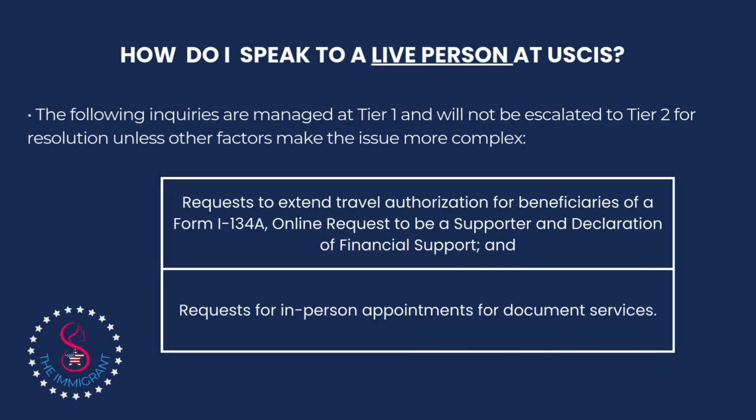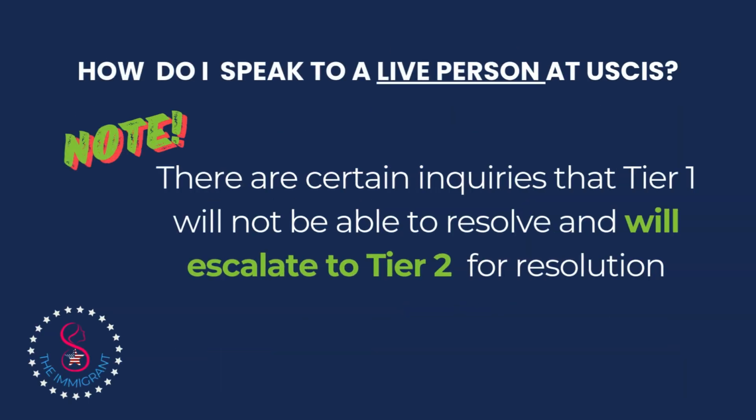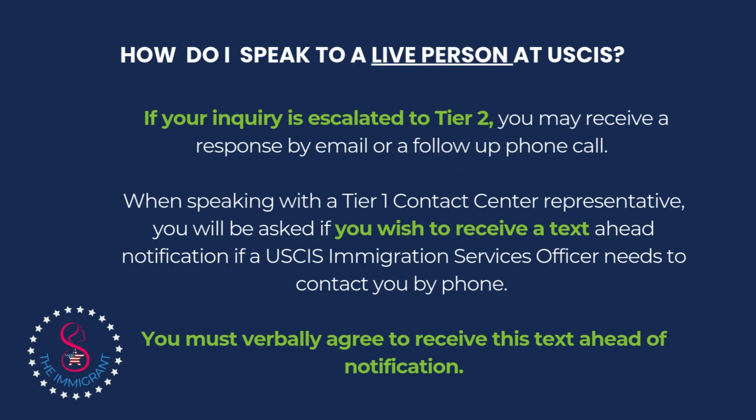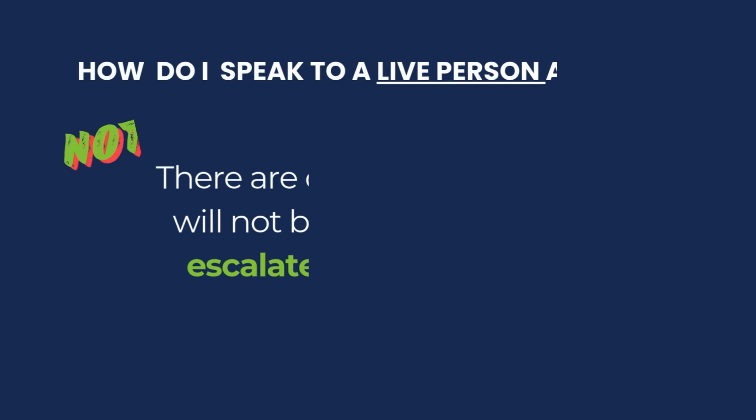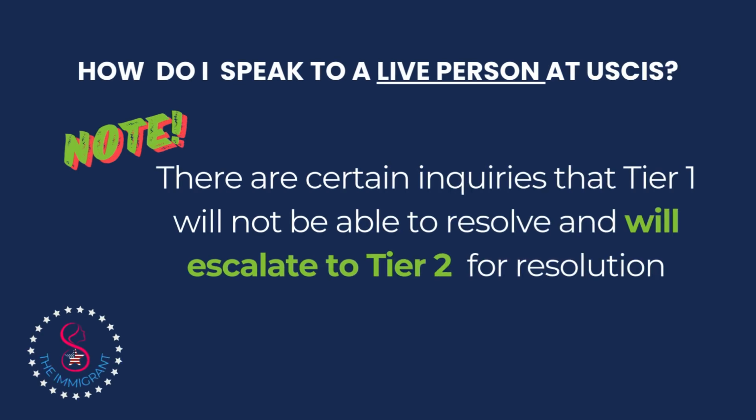If your inquiry needs to be escalated to Tier 2, you might receive a response by email or a follow-up phone call. When speaking with a Tier 1 representative, you can opt in for a text notification if a Tier 2 officer needs to contact you. Some inquiries will be managed at Tier 1 and will not be escalated unless necessary. However, certain issues, like complex case inquiries and certain military-related issues, always require Tier 2 intervention.